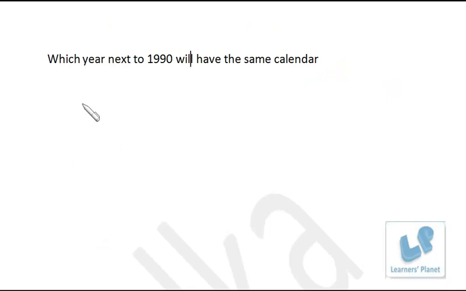Next, this problem: which year next to 1990 will have the same calendar? That's a pretty simple question. Whenever we have to do this sort of question, we assume any particular odd days for this particular year. Suppose I assume 0. You can assume 1, you can assume 2, any number you can assume. There is no necessity to calculate the exact odd days for year 1990, right? That's just wastage of time. So I assume in 1990 there is 0 odd days.